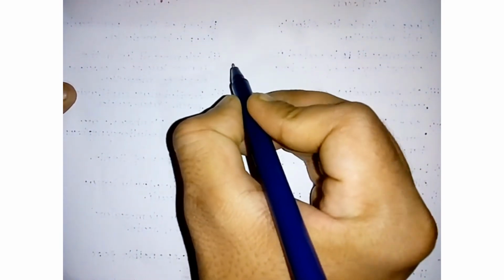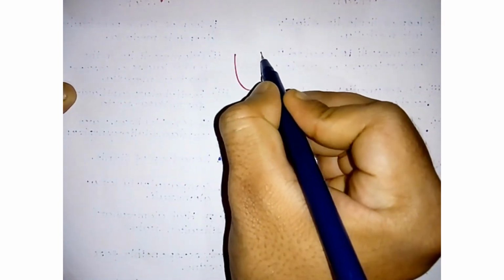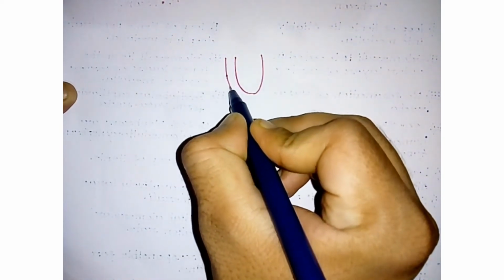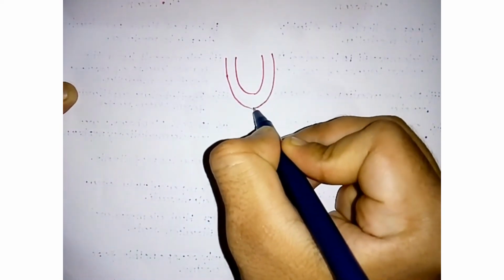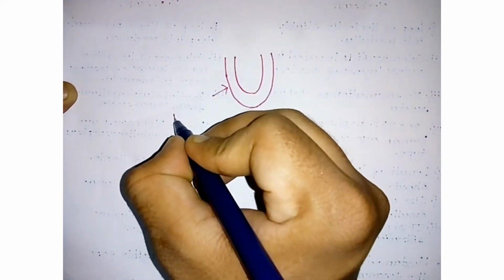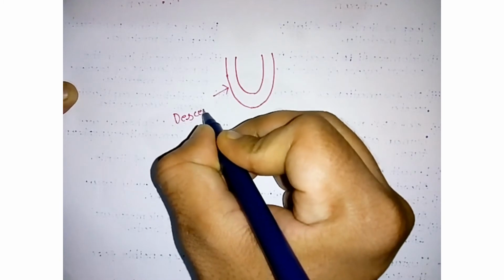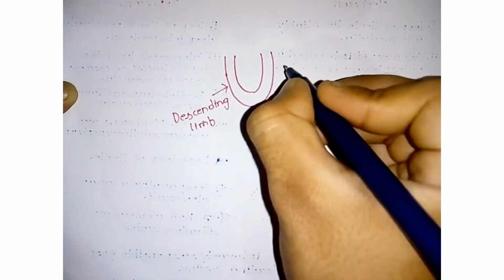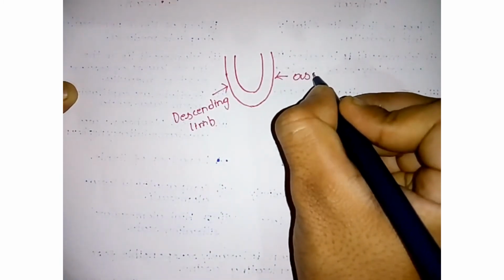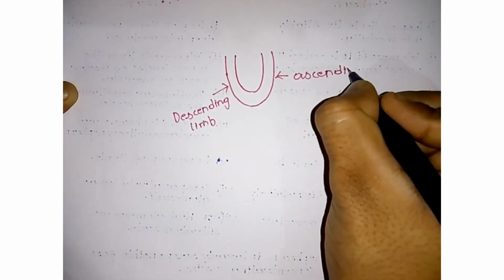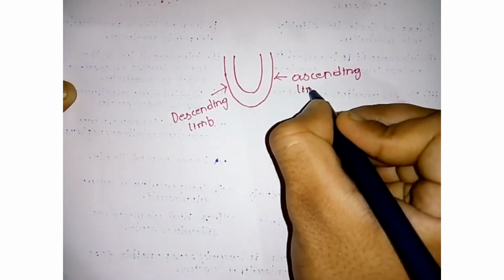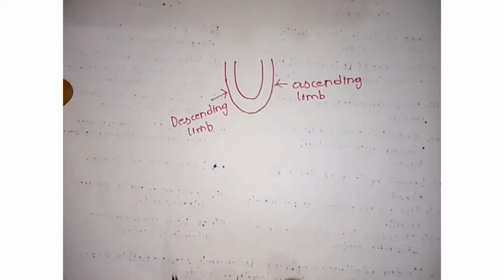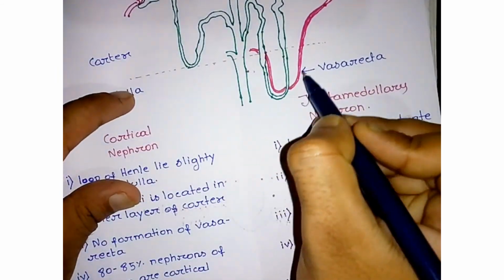Here we discuss only the loop of Henle. There are two parts of the loop of Henle. The basic structure we draw. This is the descending limb of the loop of Henle. On the other hand, this is the ascending limb of the loop of Henle. We just take that part of the loop of Henle.